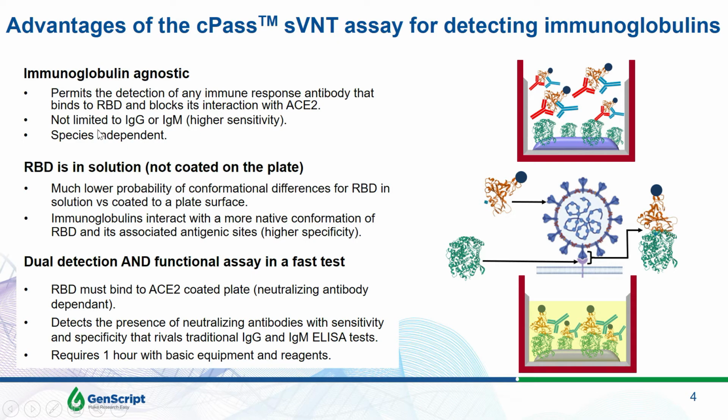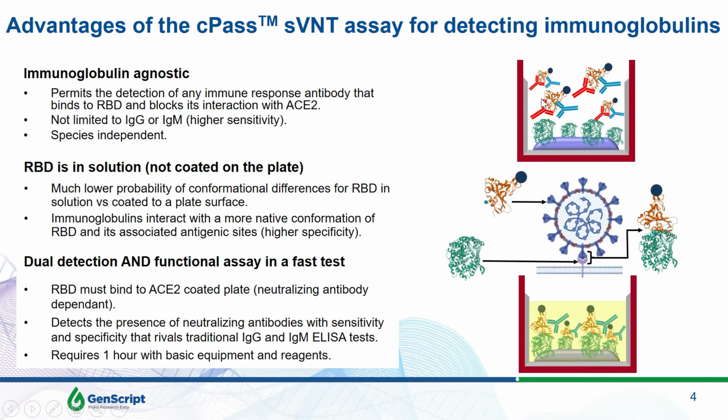So what are the advantages of this technology? The advantages include that it is immunoglobulin agnostic. The receptor binding domain can therefore bind to any class of immunoglobulin, IgG, IgA, IgM, so long as that class of immunoglobulin generated neutralizing antibodies, which abrogate the binding of RBD to the ACE2 receptor.